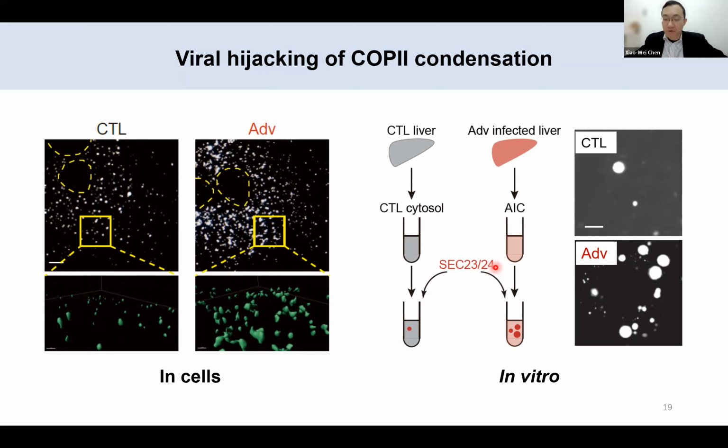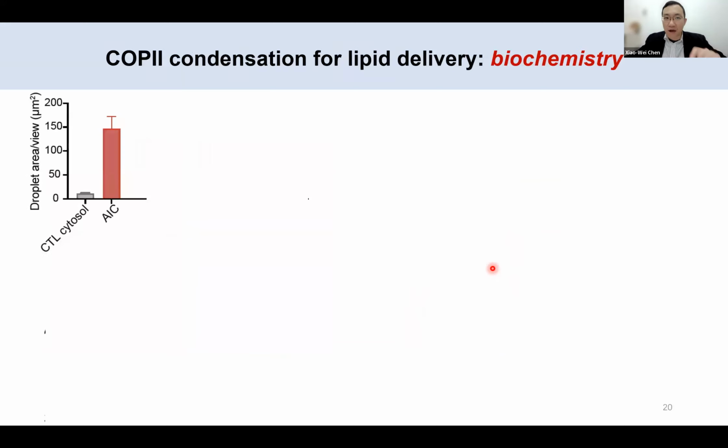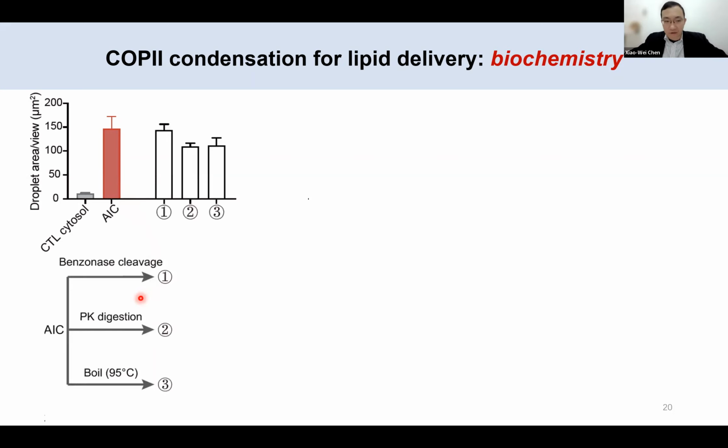And then we set out to purify what we think will be a COPII condensation promoting factor present in the adenovirus infected liver cytosol. And luckily for us, we eventually determined that this factor is not a nucleotide, because nuclease digestion did nothing to the activity. It's not even a protein, because proteinase K digestion did not kill the activity. And the promoting factor appears to be very heat stable, suggesting that this may be a small molecule. And this now becomes very interesting.